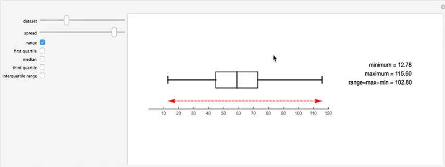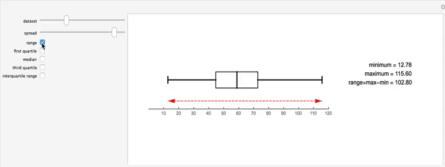The range of a data set is simply the range that it spans. So it's just your maximum minus your minimum. So in this case, it's 102.8. But essentially, to find the range, what you're going to do is just look at this maximum number, look at this minimum number, and subtract.